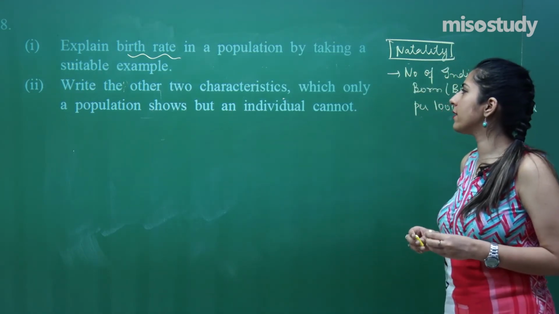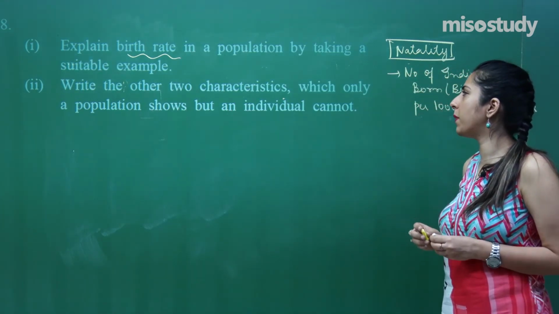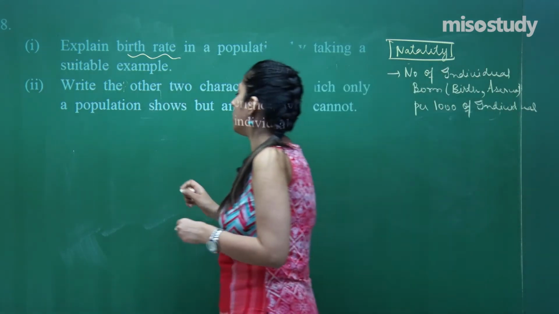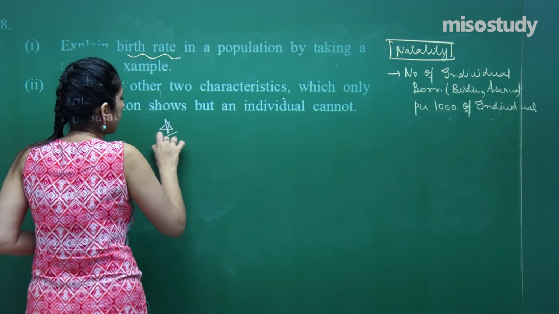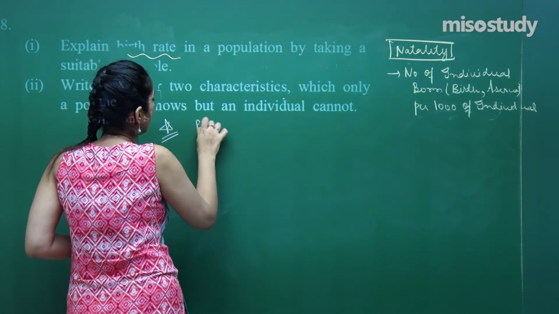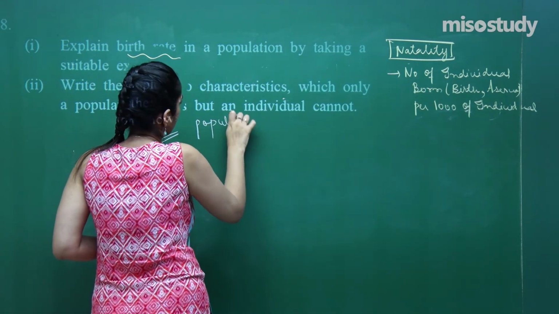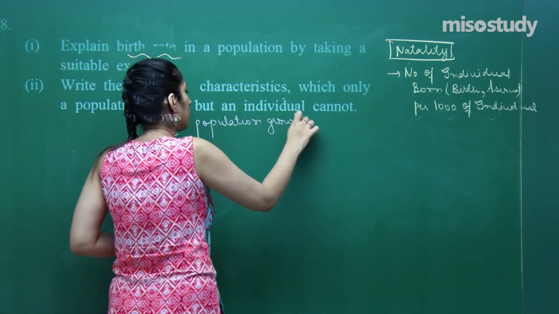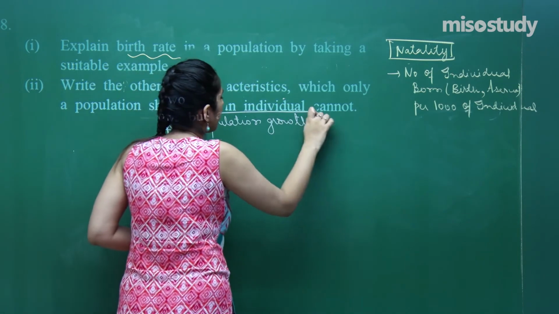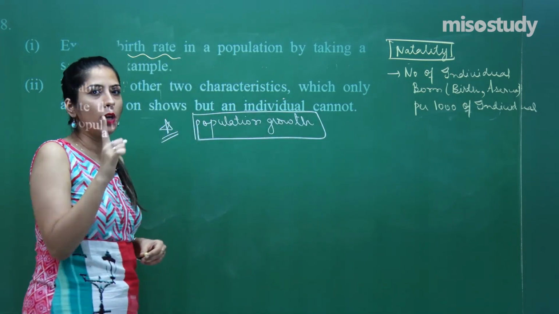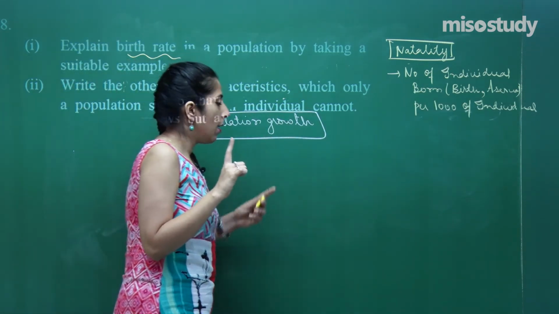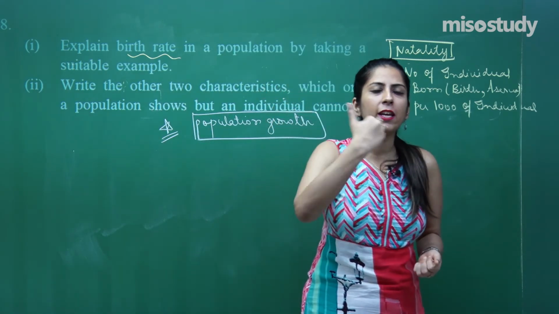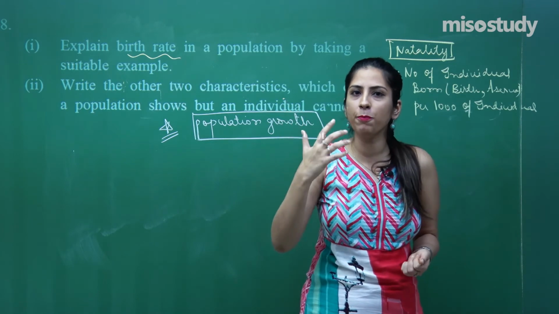Write the other 2 characteristics which only a population shows but an individual cannot. Yes, we have discussed in the sessions the population growth. That is a characteristic feature of a population, not of an individual. Population growth, a population is growing. A population can grow very fast because of many reasons.